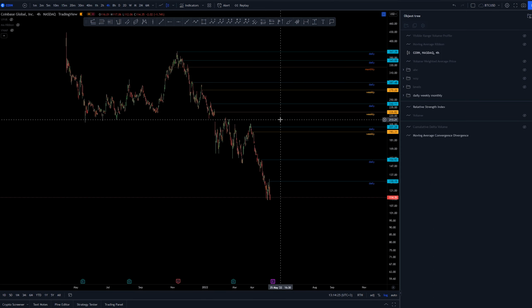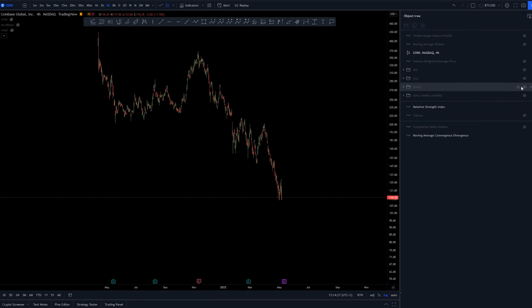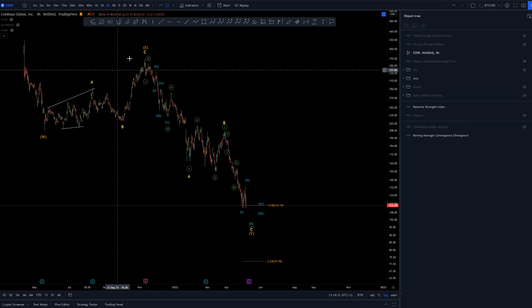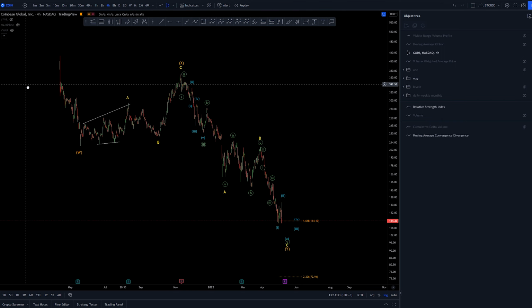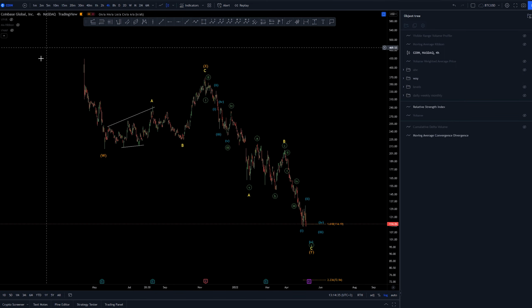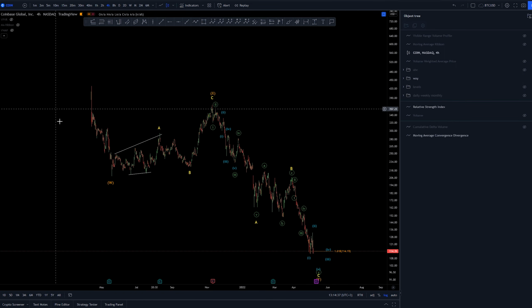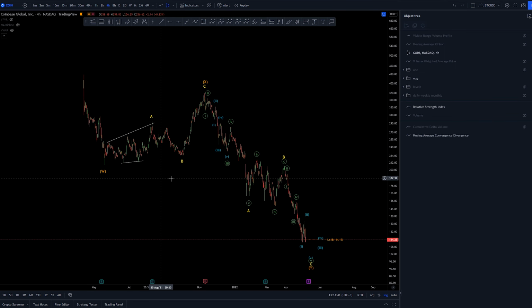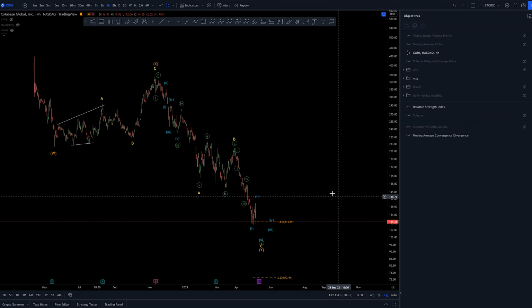Now into the Elliott Wave stuff. Let's close these. We have a couple of different options here. Either a WXY, WXY again possibility because we don't know what this is. This could have been ABC into W, but yeah, we just don't know that.